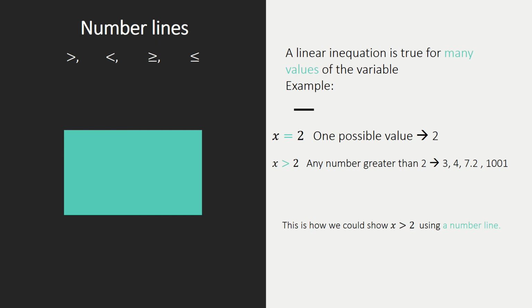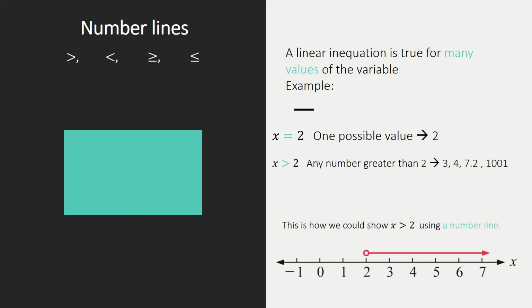Therefore, we need to use number lines to show what we mean. And this is an example of how we could show that x is greater or larger than 2. So we draw a number line. What is really important for the number line are those two arrows. They tell us that the number line goes on and on and on. So in a test, you must write down those arrows.